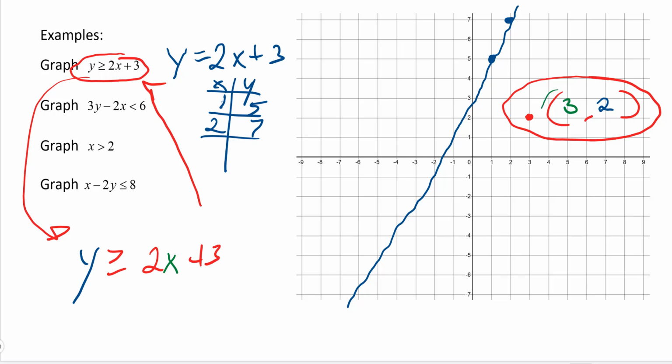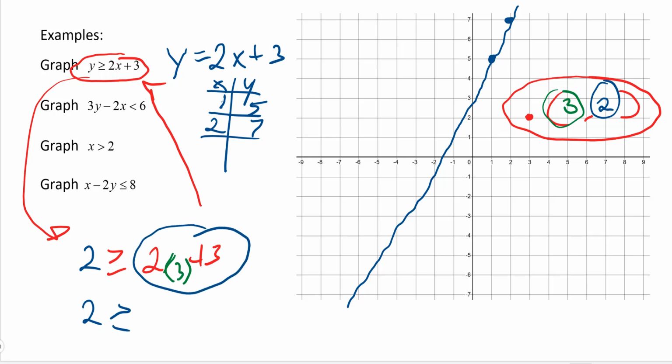So the x needs to go in place of the x. So I'll replace the x with 3. The y needs to go in place of the y. So I will replace the y with 2. And then we see if this is true or not. I end up with 2 is greater than or equal to, if I do that calculation, I get 9, and that's false.